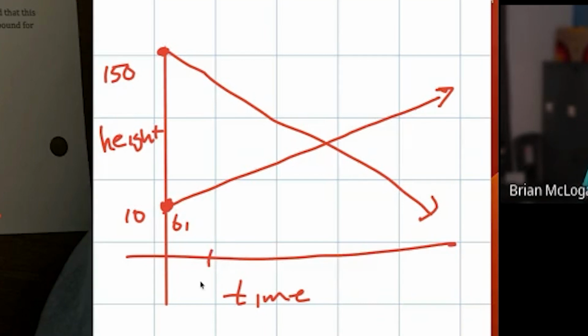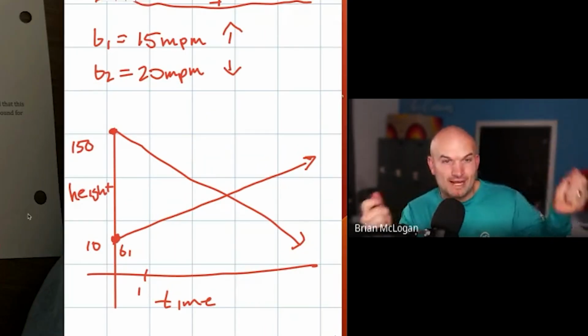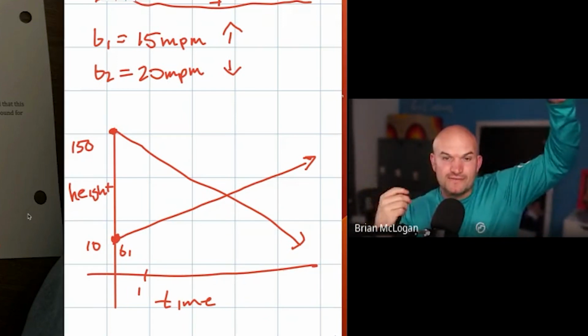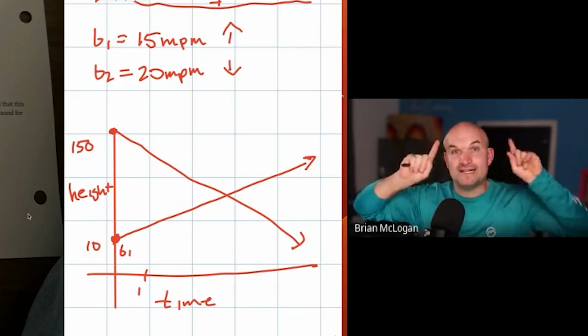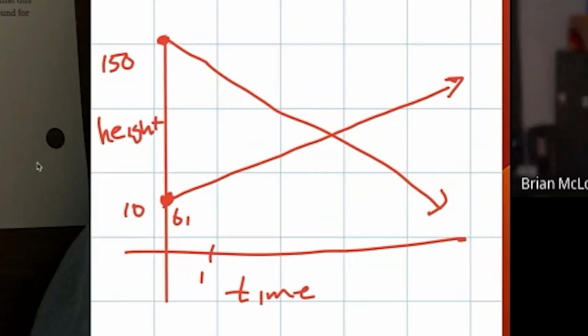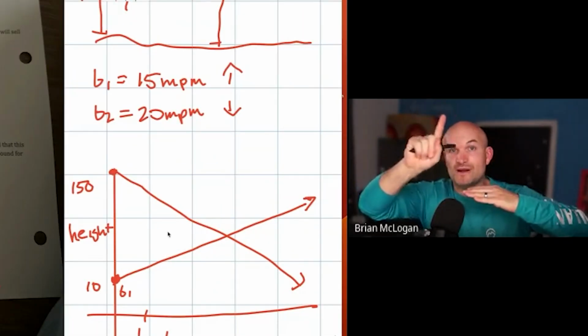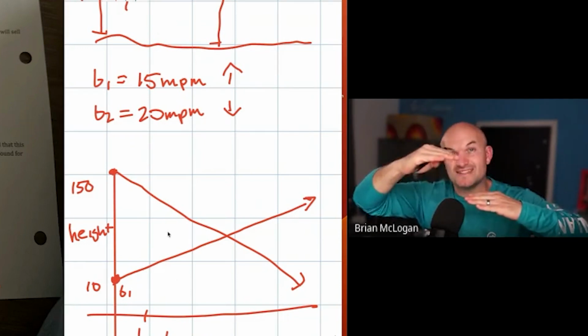So let's do 1 minute. At 0 minutes, right when we're taking a picture of the balloons, one balloon's at 150 meters, the other balloon's at 10 meters. Agreed? Okay. Now let's say 1 minute has gone by. Remember, balloon number 2 is going down 20 meters per minute. So after 1 minute, it was at 150, but now it just went down 20 meters, so now it's at 130. Does that make sense?